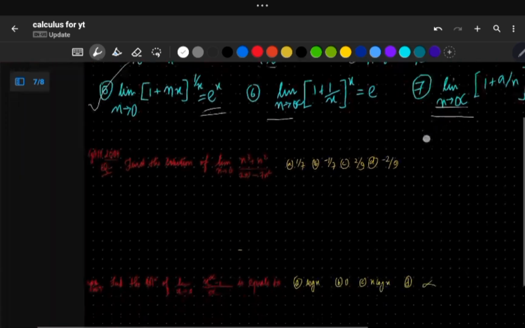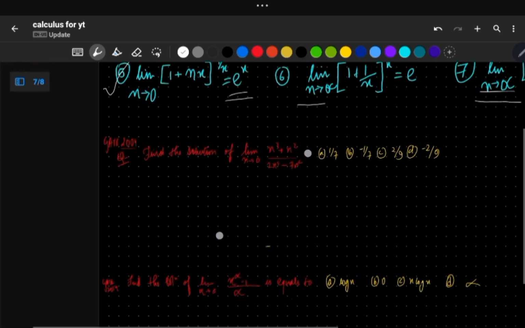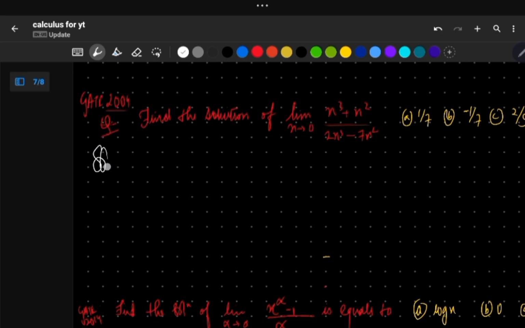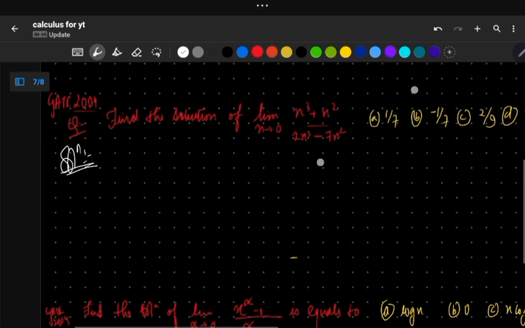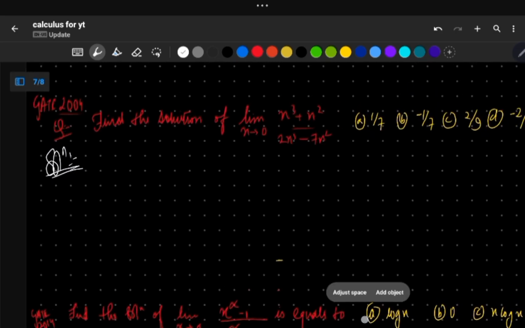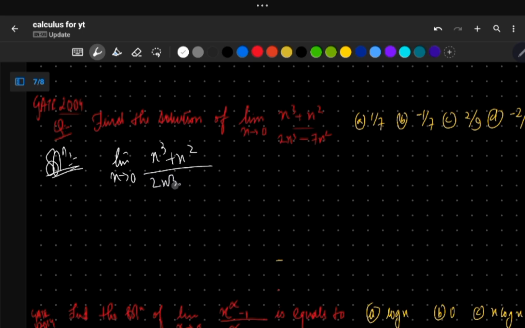Let us solve some more GATE problems related to this. Find the solution of the function in which limit x tends to 0 of x cube plus x square upon 2x cube minus 7x square. So the function is given as limit x tends to 0 of (x cube plus x square) by (2x cube minus 7x square).